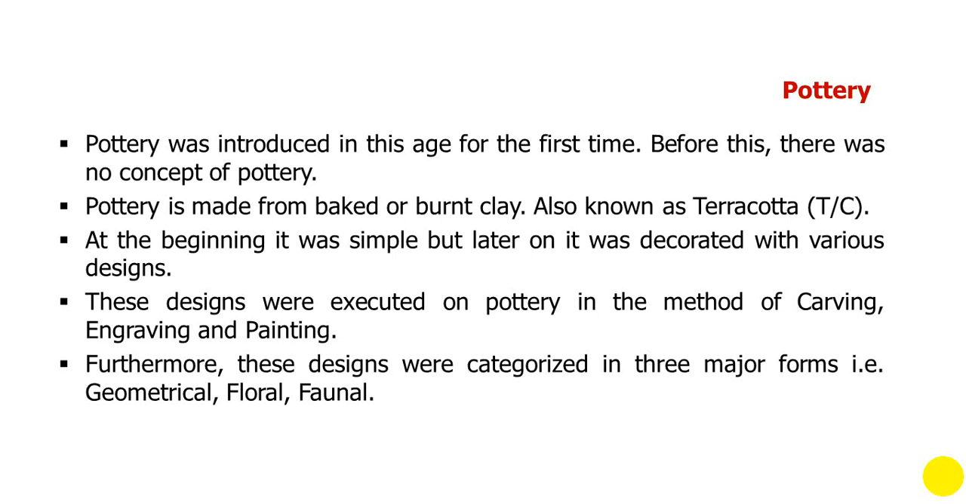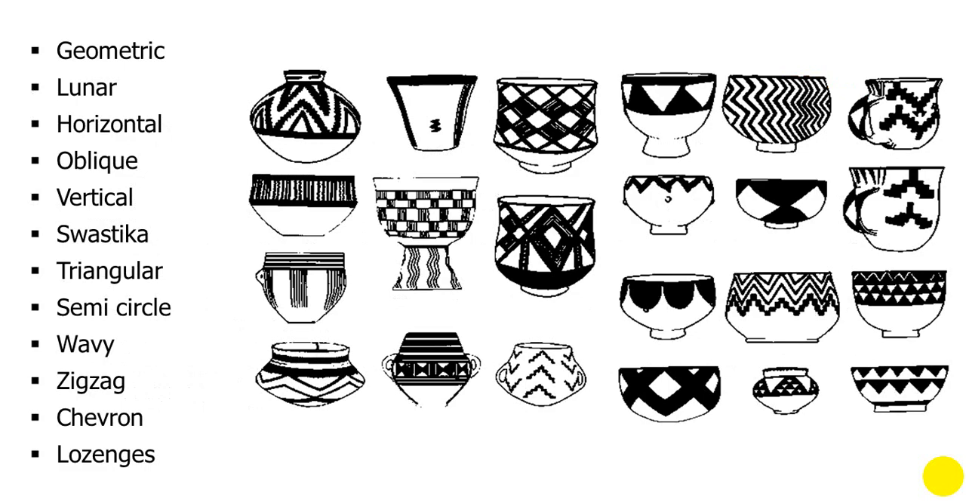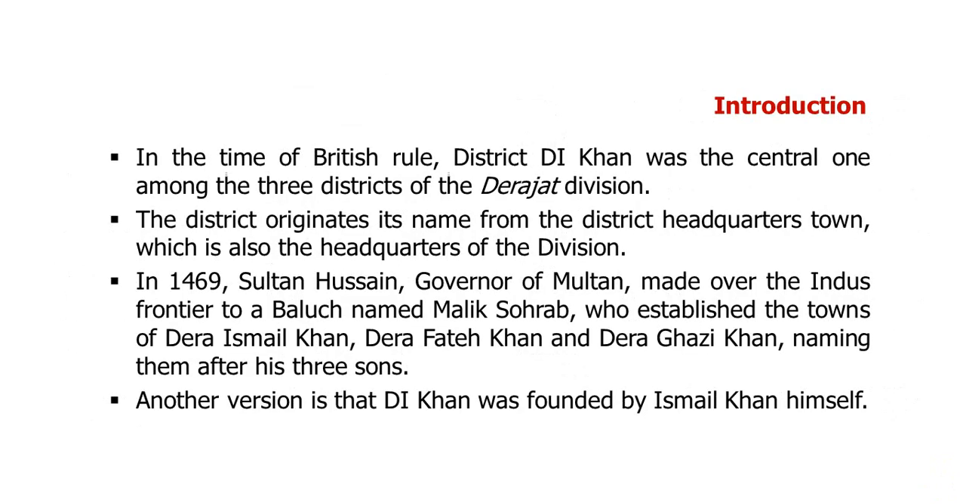These designs were executed on pottery by carving, engraving, and painting. Moreover, these designs were categorized in three major forms: geometrical, floral, and faunal. You can see different kinds of designs found on the pottery of the Neolithic period: geometrical, lunar, horizontal, oblique, vertical, swastika, triangular, semicircular, wave, zigzag, chevron, and lozenge.